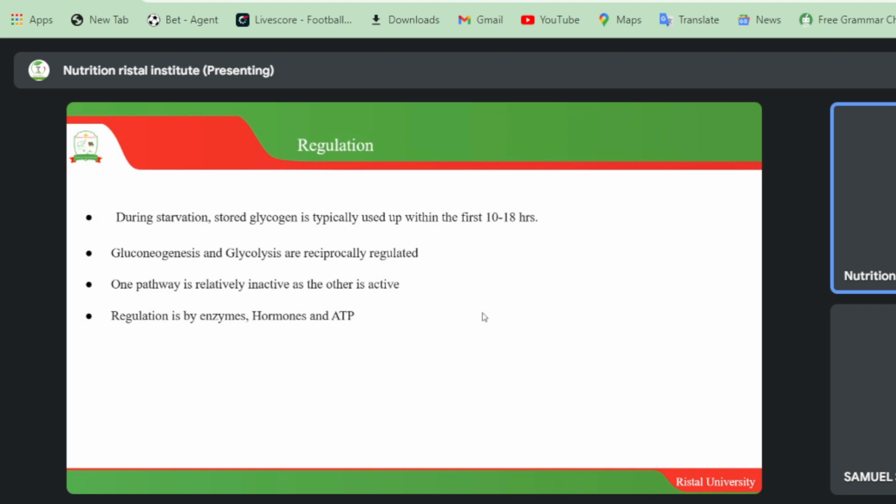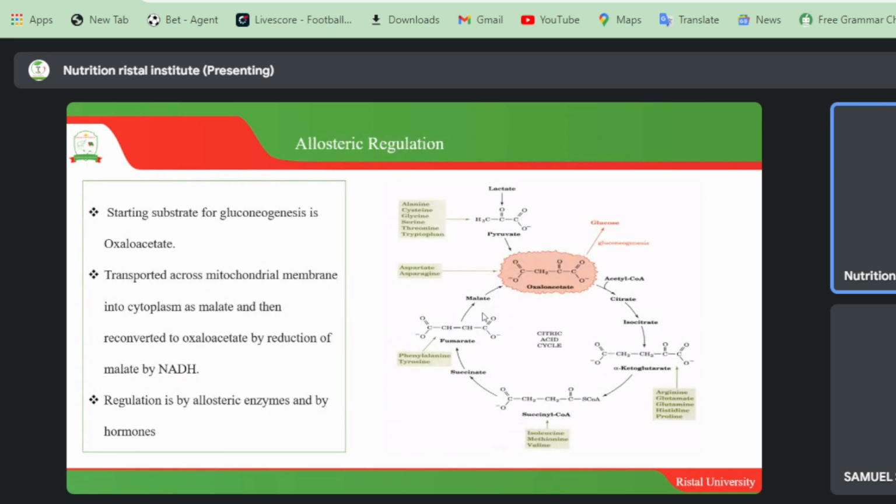Whatever stimulates glycolysis inhibits gluconeogenesis, and whatever inhibits glycolysis will stimulate what? Gluconeogenesis. And one pathway is relatively inactive as the other is active, meaning the two cannot coexist at the same time. As one is activated, the other goes down. So this is a regulation by enzymes, and there is also regulation by hormones and ATP. We understand ATP as adenosine triphosphate. There is an allosteric regulation, in that the starting substrate for gluconeogenesis is oxaloacetate.